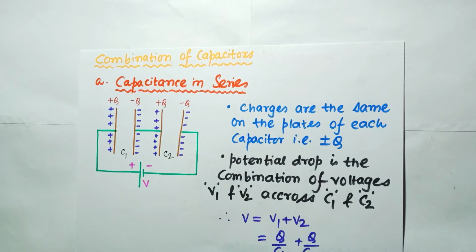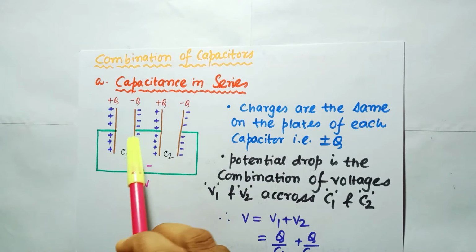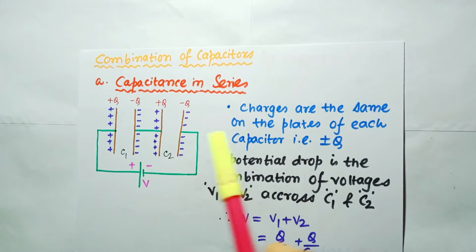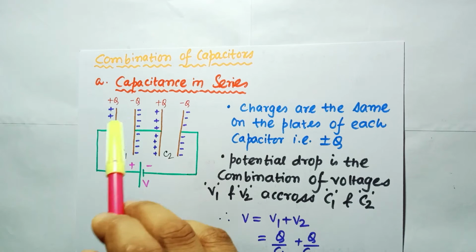For different capacitors the charges on the plates are equal, that is plus Q and minus Q, as I have already told. Otherwise there must be a flow of charge until the net charge for each of the capacitors will be 0. So there must be some flow of the charge. In the series connection we conclude that the charges on each of the plates of the capacitors are the same, plus Q and minus Q.